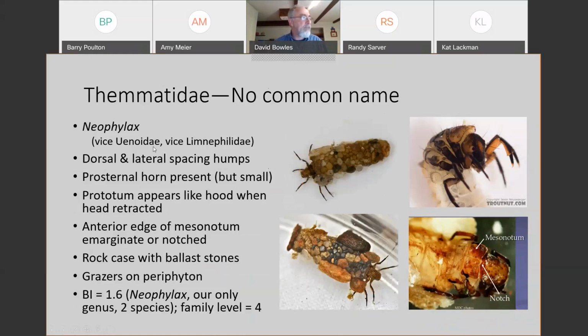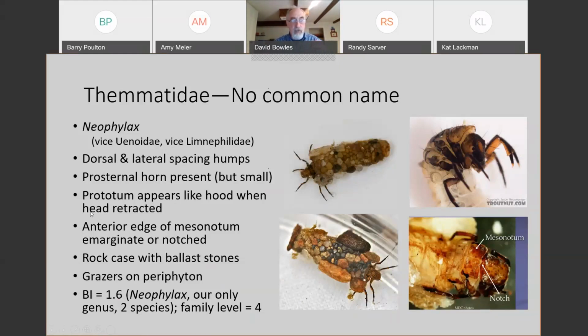Neophylax was formerly placed in a family called Thremmatidae, and before that, it was placed in the family Limnephilidae. Now it's in the family Uenoidae. They have both dorsal and lateral spacing humps in their case. They have a distinct prosternal horn, albeit it's not hook-like and large like in the other families, but it's a knob. When you flip them over and look just in front of the front pair of legs, you'll see this little nubby knob sticking out, and that's their prosternal horn.